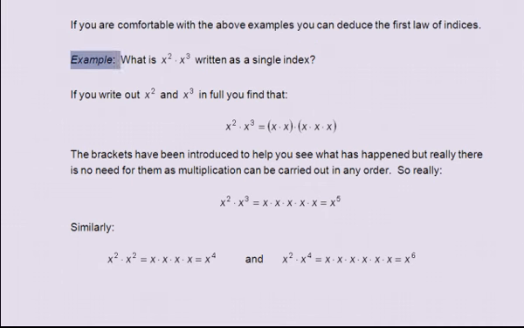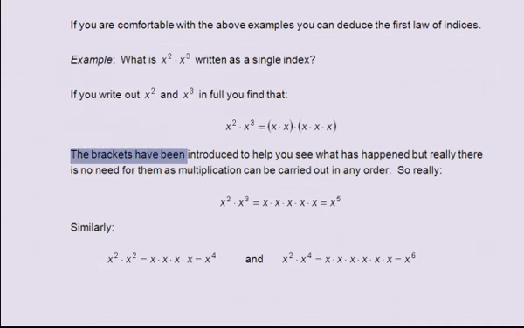Example: what is x squared times x cubed written as a single index? If you write out x squared and x cubed in full, you find that x squared times x cubed equals x times x, which is x squared, multiplied by x times x times x, which is x cubed.